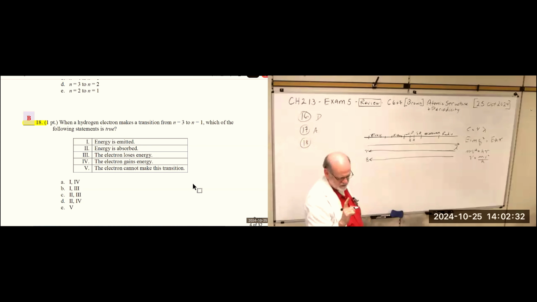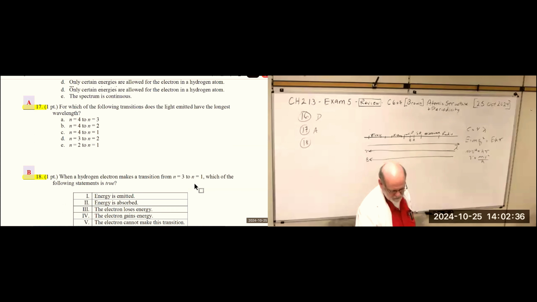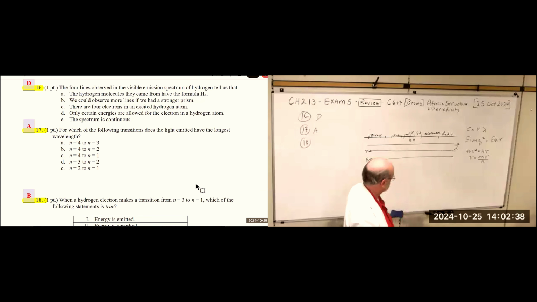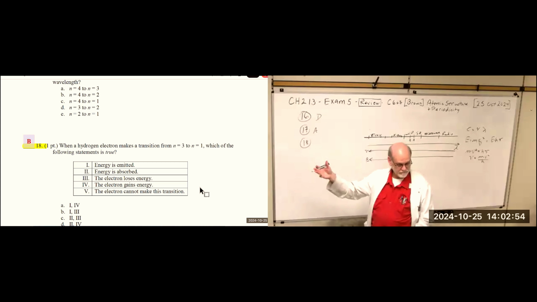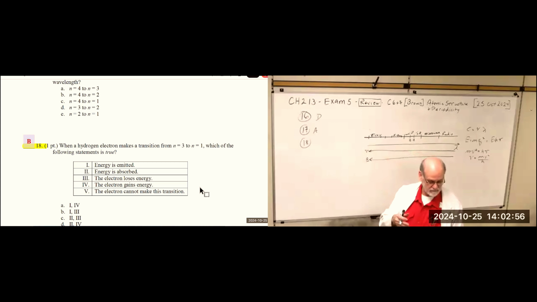So this one should be... Oh, I haven't got to that one yet. This is 8 there. And 18. When a hydrogen electron makes a transition from 3 to 1, which of the following statements is true? When it goes from 3 to 1, it's going from high energy to lower energy, which means it has to emit radiation. So it could be 1.